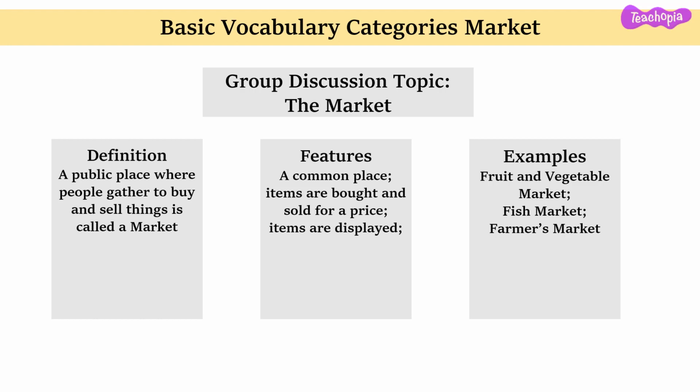The definition of a market would be a public place where people gather to buy and sell things is called a market. The features of the market would be a common place. Items are bought and sold for a price here. Items are displayed. Examples: fruit and vegetable market, fish market, farmer's market.